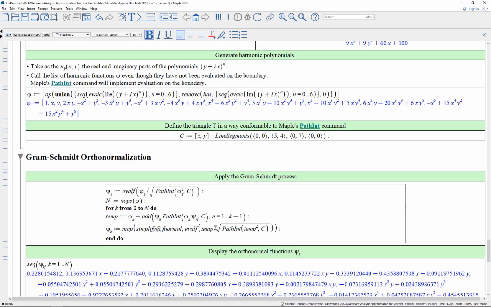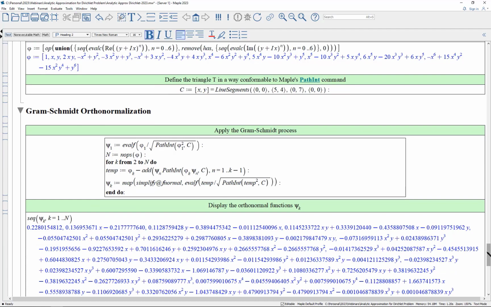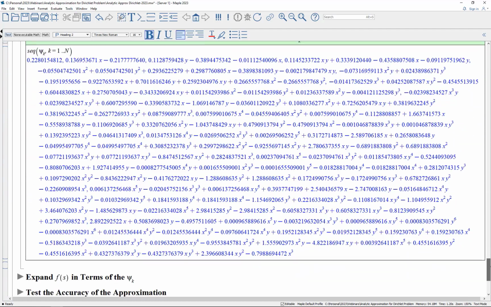So here I am doing the normalization step. You get the length, and then you divide by the length. Here are some simplifications. F normal knocks out stuff that should be 0. We'll simplify, get the psi k's. This is what they look like. I don't think you would want to do that with a pencil and paper.